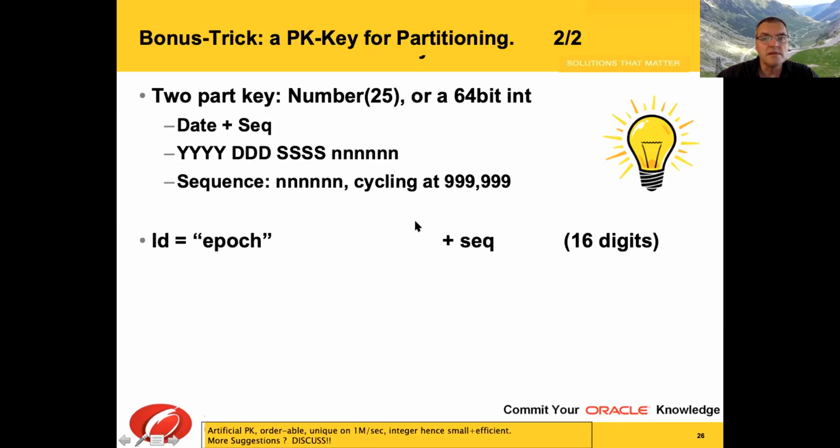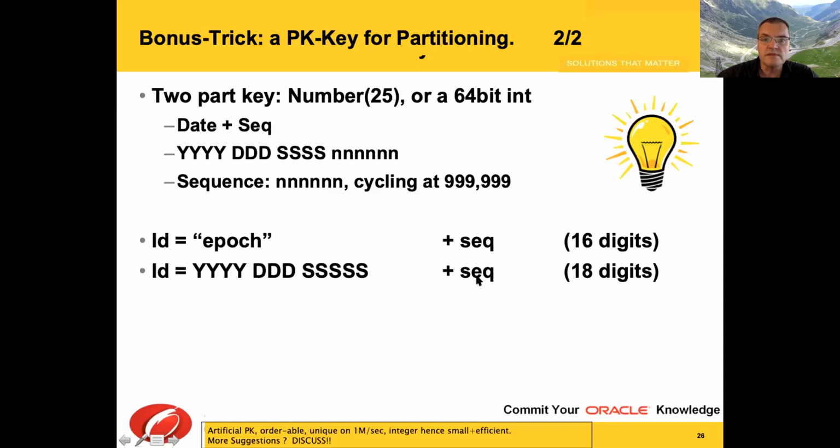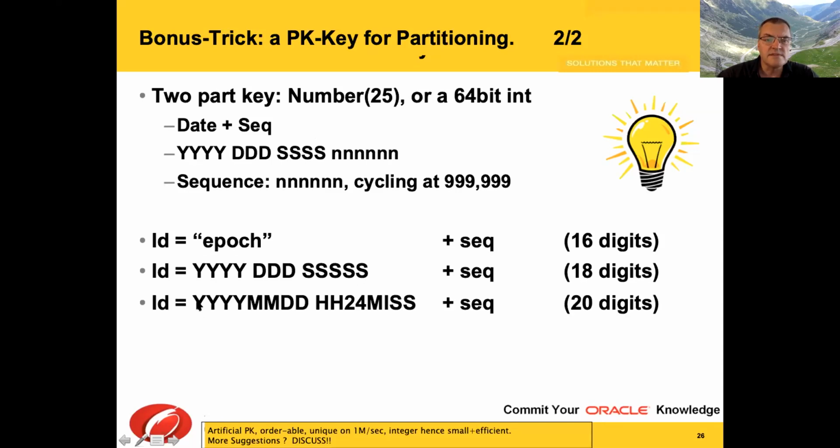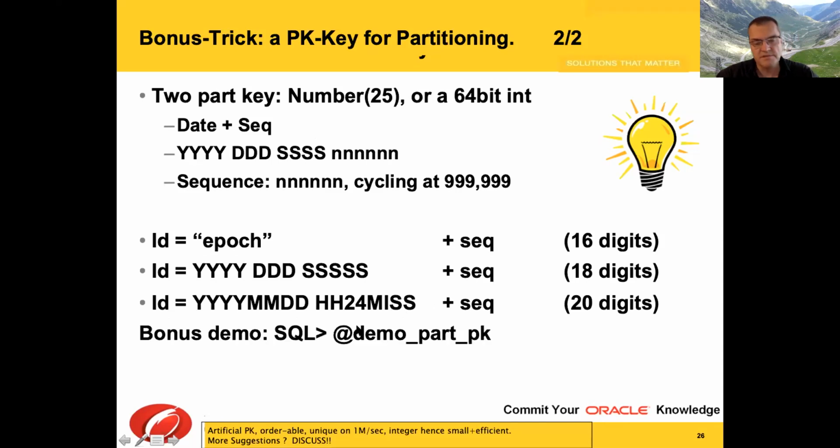You can use the epoch as the first part of the number. You can take epoch plus a sequence. You can use the date plus a sequence. You end up with 18 digits. You can even use extensive dates like year, month, day in digits, of course, 24-hour, the minutes, the seconds, and then glue the sequence behind it, and you end up with 20 digits. Let me show you how that works.